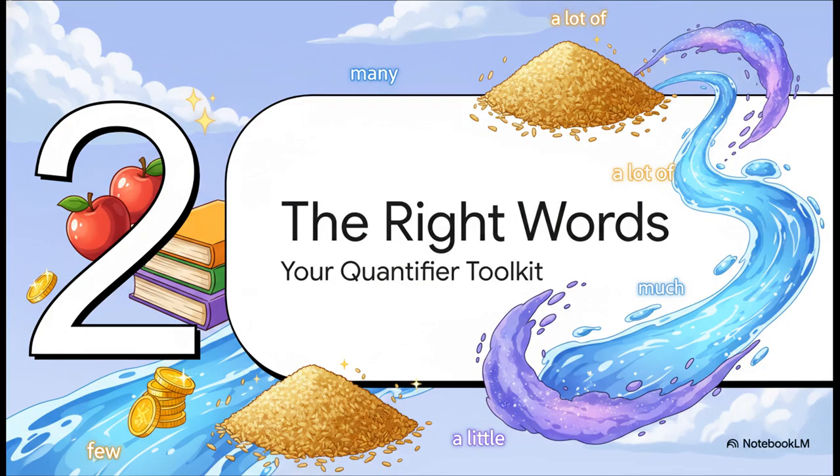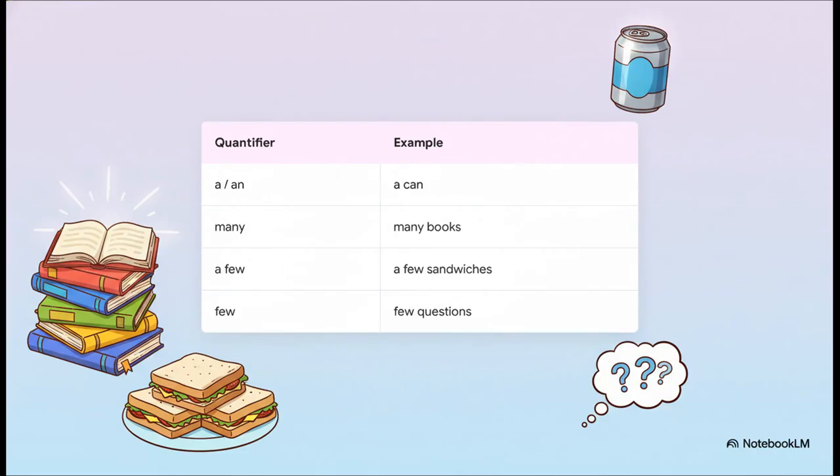Okay, so now we know the two teams, countable and uncountable. Now for the fun part. This is the toolkit, the special words you need to use with each type. Getting these right is what's going to make you sound super natural. All right, so for the things you can count, there are some specific words you've got to use. You'd say you have many books. You'd never say much books. And for the party, you'd have a few sandwiches, not a little sandwiches. And of course, for just one of something, you use a or an, like a can of soda.